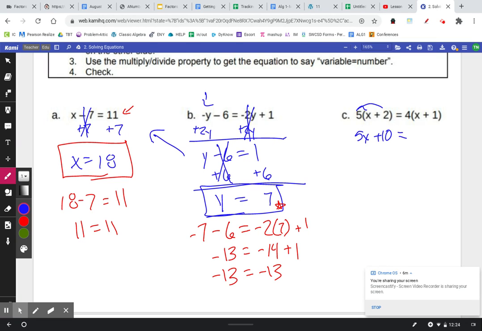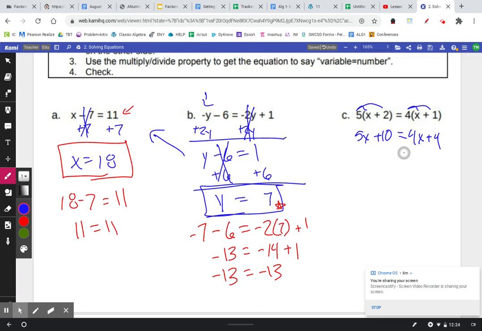Over on the right, 4 times x is 4x. 4 times 1 is 4. We're just doing that same property there. So we get this. Again, we notice we have variables on the left and the right. I have 5x on the left. I have 4x on the right. You can move either one by doing the inverse. My suggestion is move the smaller one, right? So I want you to move this 4x because 4 is smaller than 5.